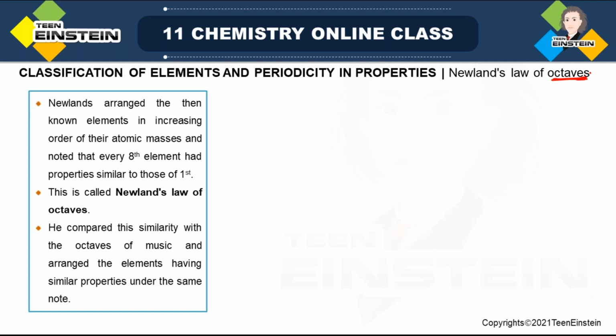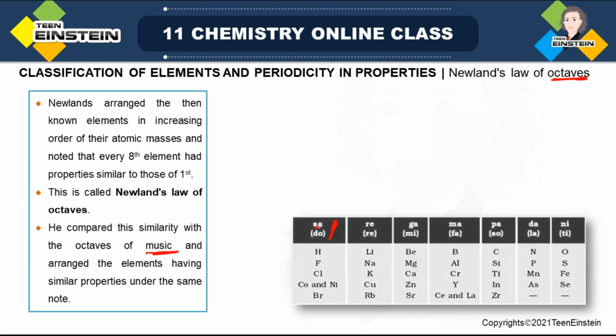He compared the similarities with the octave of music and arranged the elements having similar properties under the same note. We know that in musical notation, for example the Indian Sa Re Ga Ma, there are total seven notes, but the eighth one has some similarity. Fine. So here we have hydrogen, then lithium, beryllium, boron, carbon, nitrogen, oxygen. In this way it is increasing according to atomic mass: first hydrogen, then lithium, then beryllium, then boron. So atomic mass is gradually increasing.